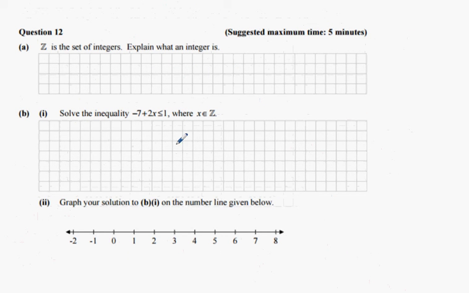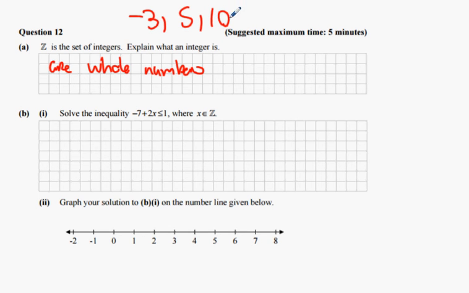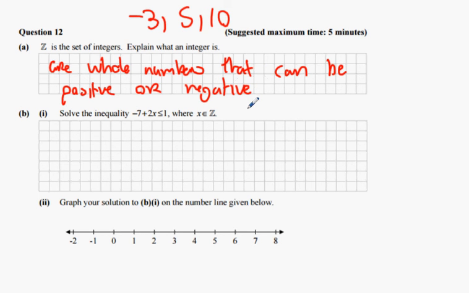Okay. Next one. S is a set of integers. Explain what an integer is. What is an integer? Yes, Charlie. Integers are whole numbers. What do we mean by whole numbers? A whole number is minus 3, 5, or 10. It means there's no decimals, no fractions. Integers are whole numbers that can be positive or negative. Is that right? They can be below 0 or above 0.